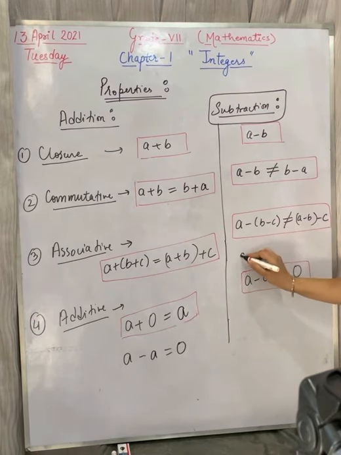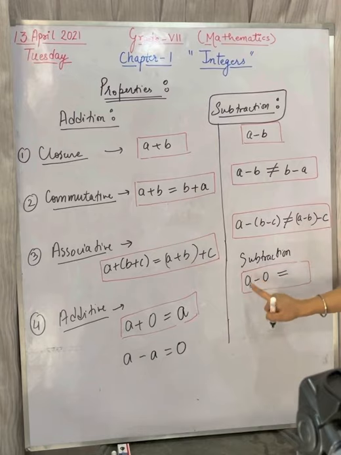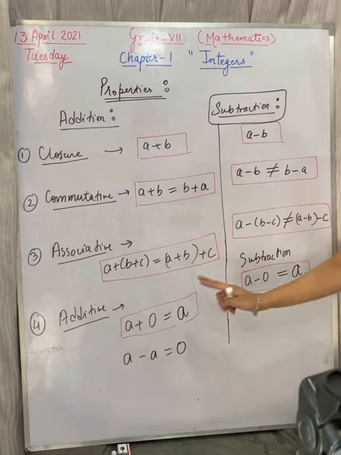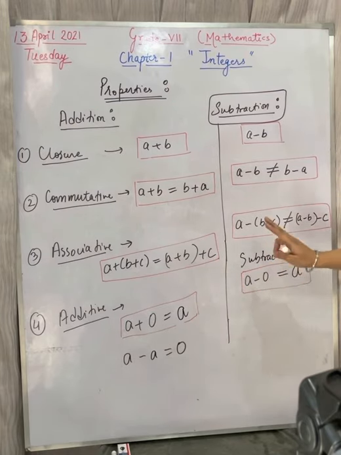Here we have the subtraction property. The subtraction property says that if you subtract 0 from any integer, now tell me, what will my answer be? A minus 0 will be equal to what? Please tell me. My answer will be a only, not 0. If you add 0 to any number, the answer will be that number. If you subtract 0 from any number, the answer will be that number as it is.